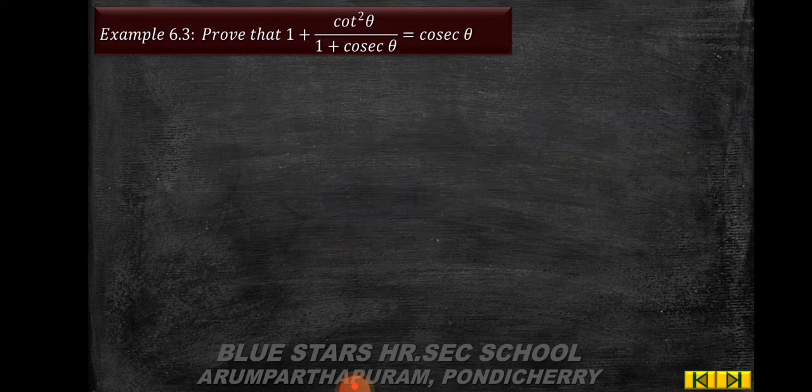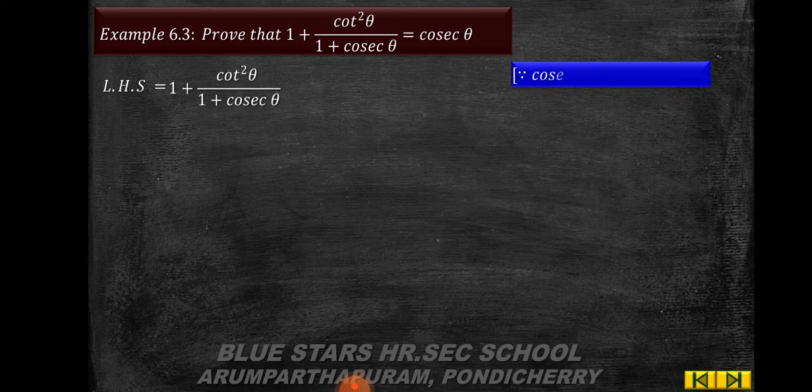Example 6.3. Prove that (1 plus cot square theta) divided by (1 plus cosecant theta) is equal to cosecant theta. Solution: first we consider the left hand side, 1 plus cot square theta divided by 1 plus cosecant theta. We know the trigonometric identity cosecant square theta minus 1 is equal to cot square theta. So this is equal to 1 plus cosecant square theta minus 1, divided by cosecant theta plus 1.